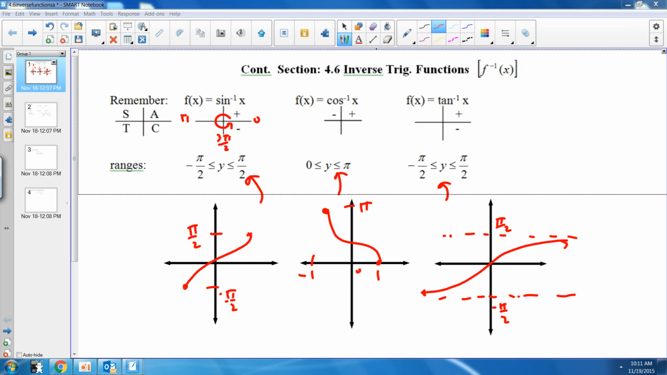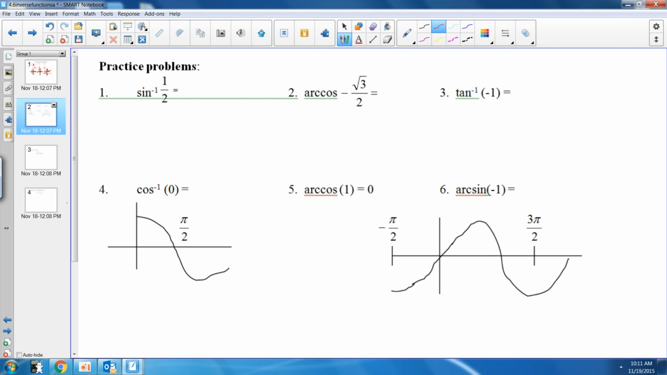I want to go through a couple problems here, keeping in mind where these things are defined. I'm going to answer these questions now because this -1 means inverse function. It's only going to be one exact answer. Sine inverse of 1/2 really means the sine of what angle is equal to 1/2. The sine of question mark equals 1/2.